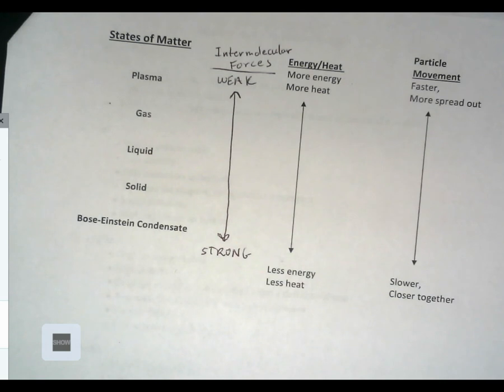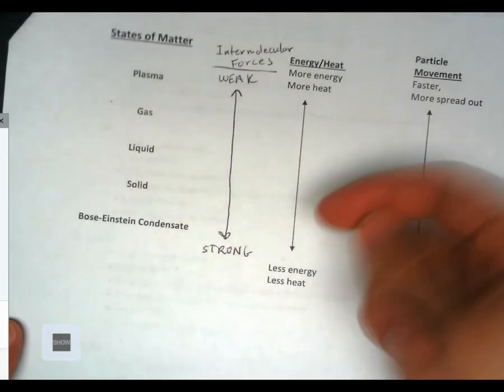It might be hard to pull them apart at first, but once you get them out here, it's not really hard to keep them that way, right? So that's like molecules too. The closer together they are, the stronger those attractive forces are, and the further apart they are, the weaker those intermolecular forces get. Okay. And then energy and heat.